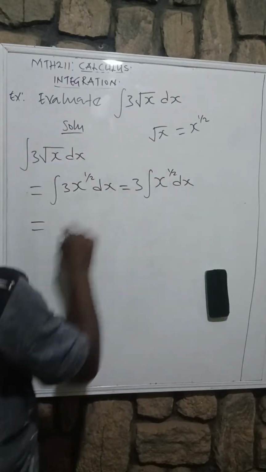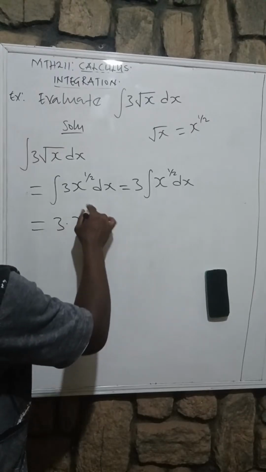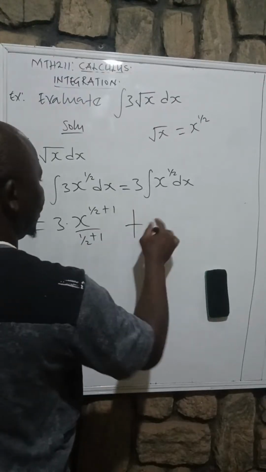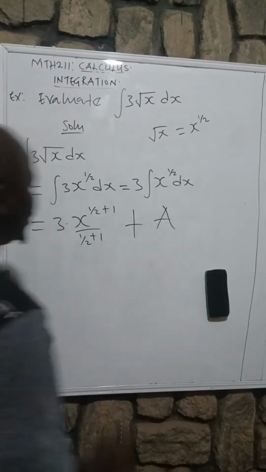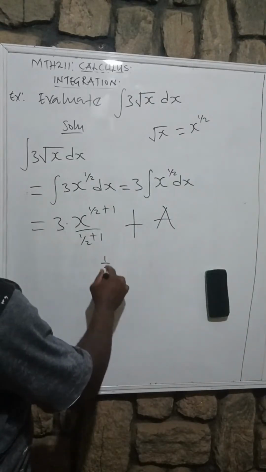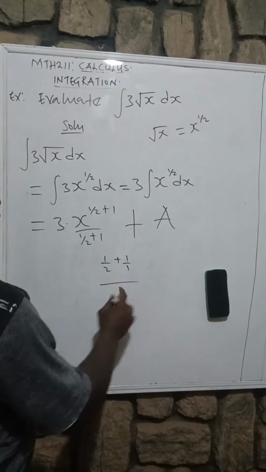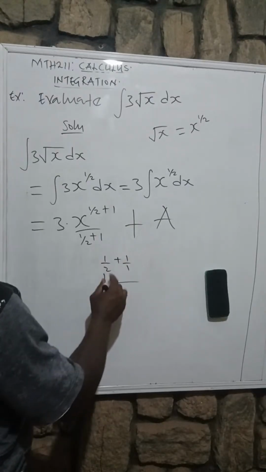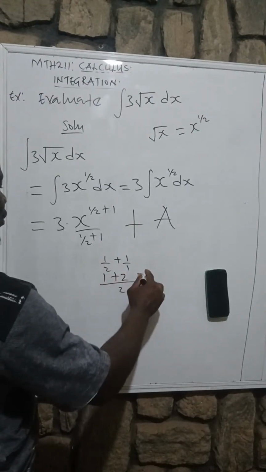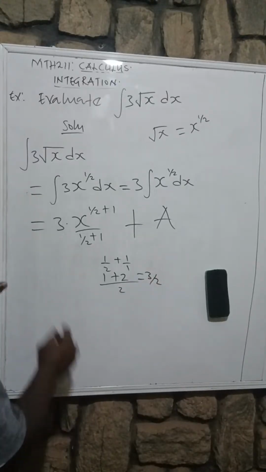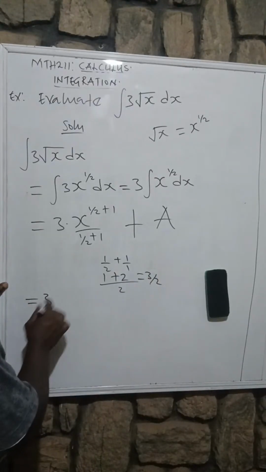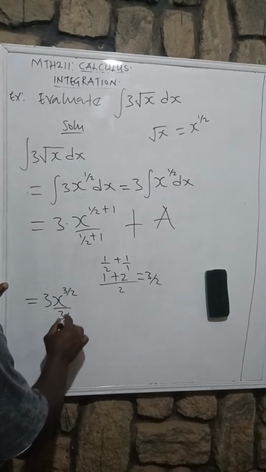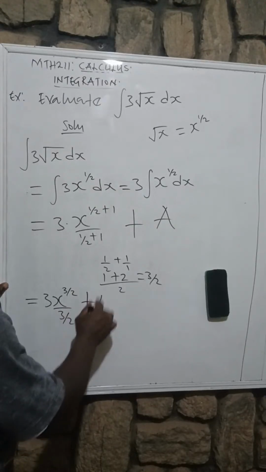So when you integrate this, you are going to have 3 times x raised to the power of 1 over 2 plus 1, all over 1 over 2 plus 1, plus any constant. But mind you, when we have 1 over 2 plus 1, this is the same as 1 over 2 plus 2 over 2, which is 3 over 2. So here will now be 3x raised to the power of 3 over 2, all over 3 over 2, plus any constant.